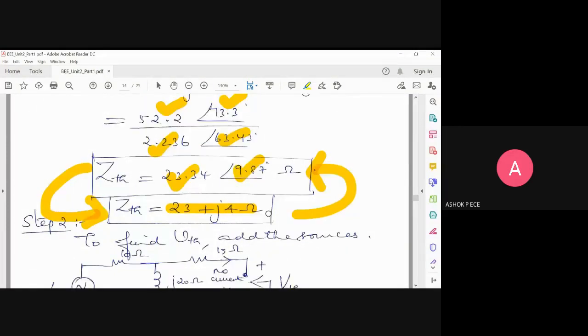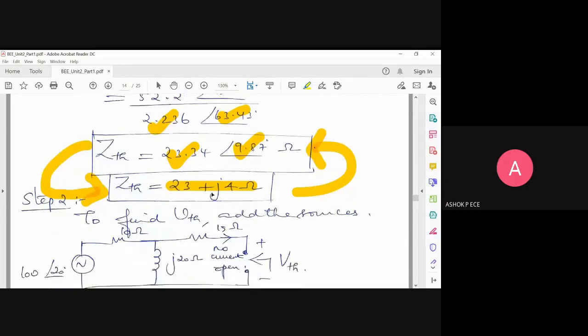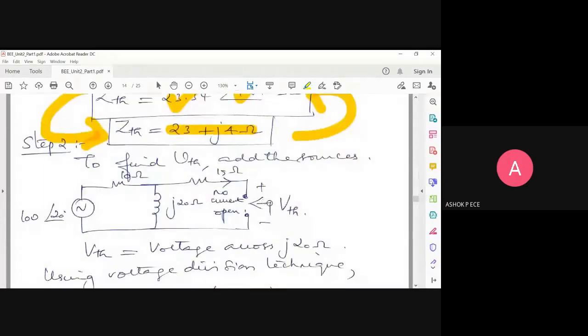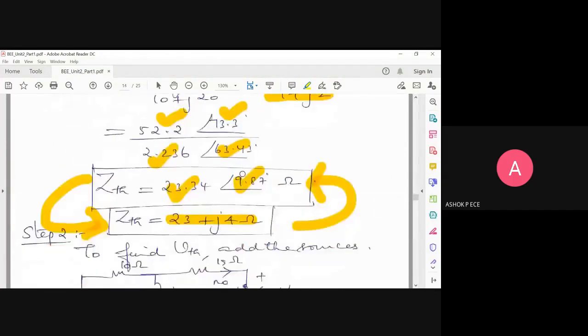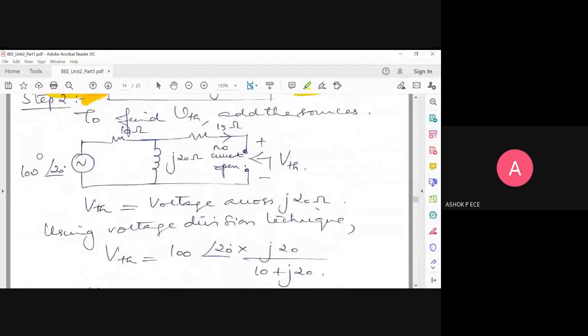Okay, so now having found ZTH, the next step is I need to find VTH. So see the previous circuit. In this circuit, what is the only change I am going to make? I am going to add my voltage source here. That's all, nothing else. The removed component will stay removed. So see here, I have added my voltage source 100 angle 20, 10 ohms, j20, 15 ohms. Here it is open, and I need to find VTH across these two points.